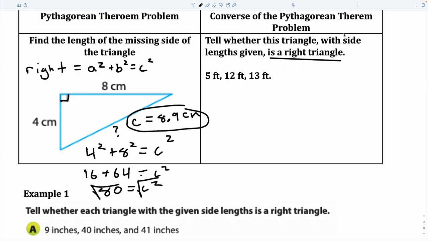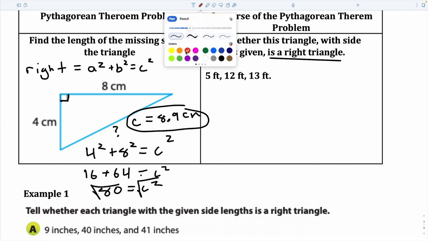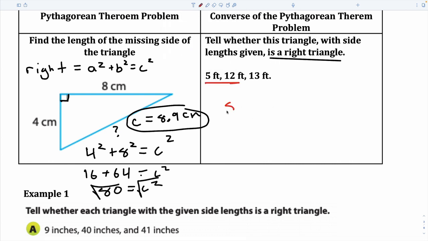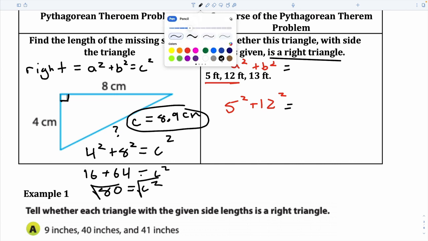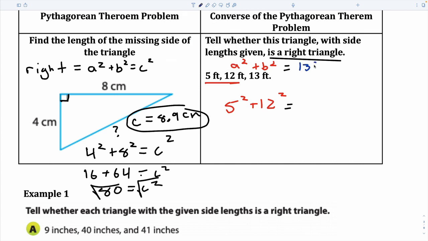Tell whether this triangle with the side lengths of these 3 is right. You're going to take the 2 that are the smallest, and you're going to plug them into a squared plus b squared. 5 squared plus 12 squared. Does it matter which one is a and b? It does not matter. These can interchange as much as you want. We're then going to equal it to c squared and see if it gets 2 that are the same.